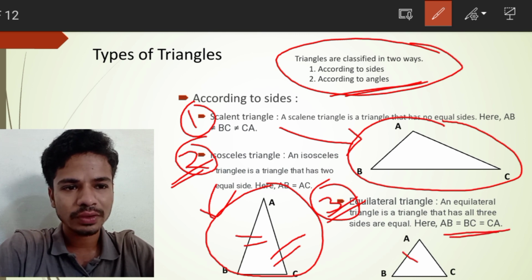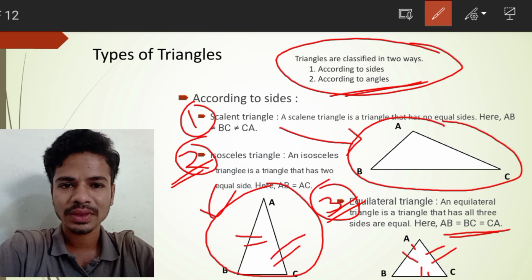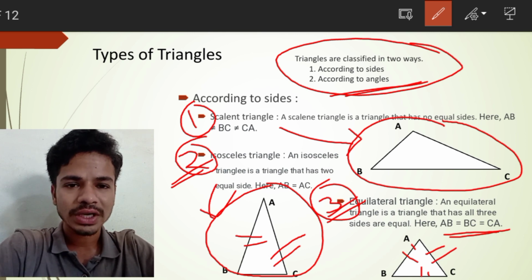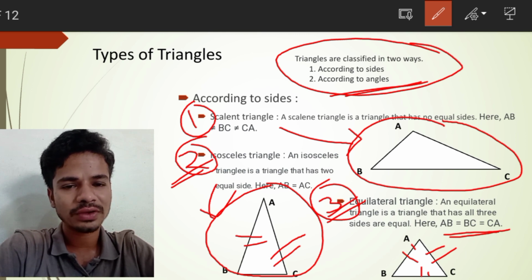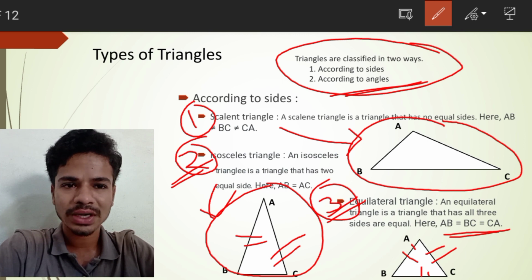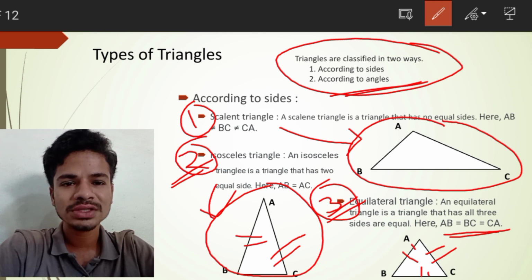So here the length of AB is equal to the length of BC is equal to the length of AC. Here all the sides are equal. So if all the sides are equal, then this triangle is an equilateral triangle. If two sides are equal, then it is an isosceles triangle, and in a scalene triangle all the sides are not equal. Now let's discuss the next slide.